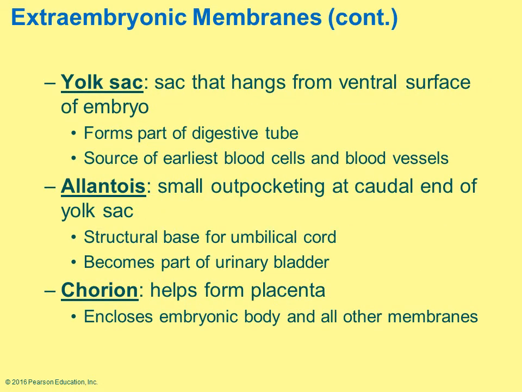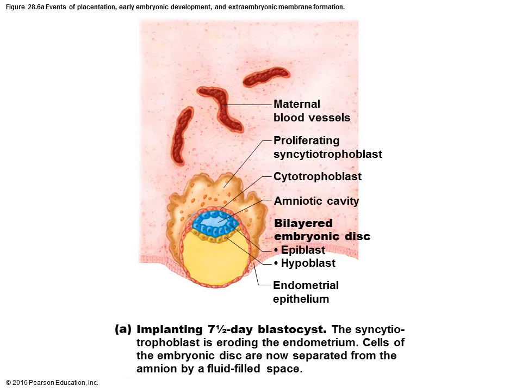Of these extraembryonic membranes that are formed, there's the yolk sac. This ends up forming part of the digestive tube. Very early on, it's producing blood cells and forming some of the blood vessels. The allantois is going to be the structural base for the umbilical cord, and it becomes part of the urinary bladder. And then the chorion helps to form the placenta and form most of the other membranes.